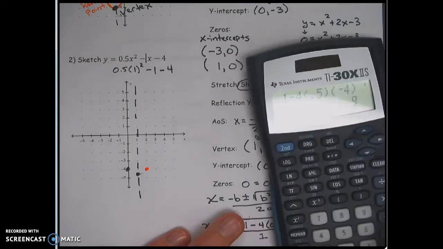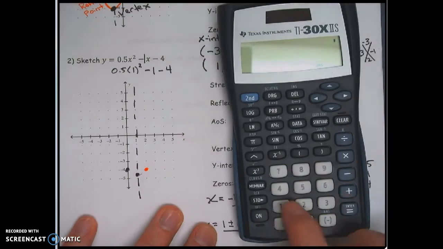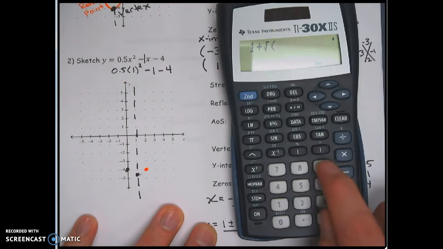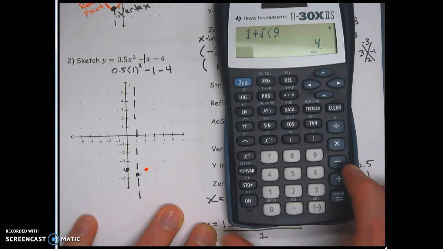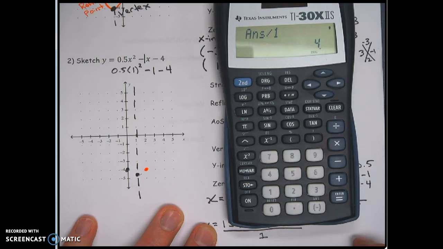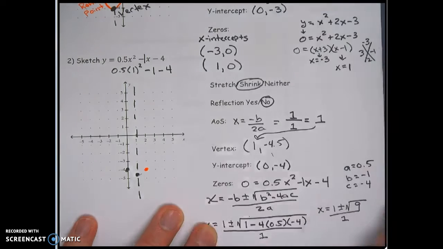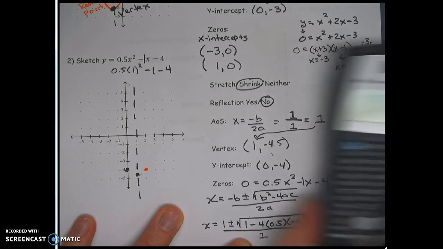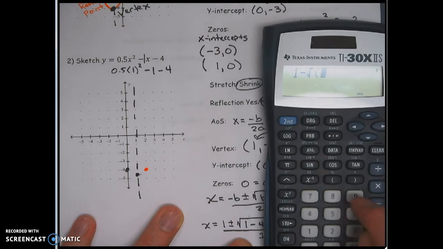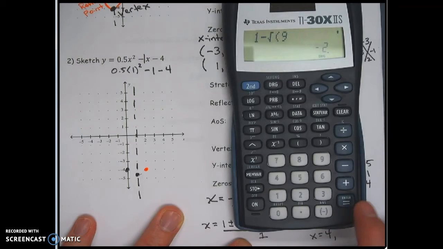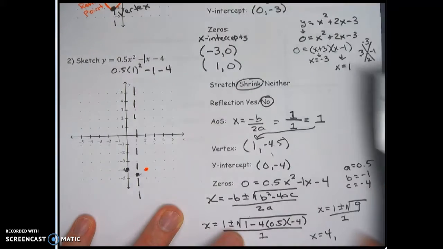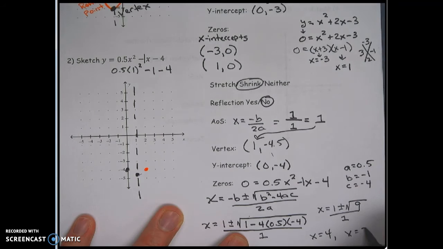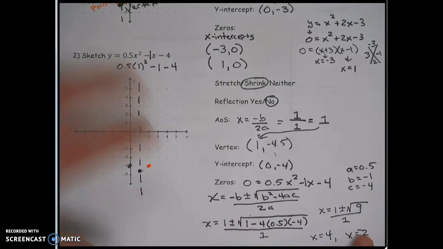And I can do that on my calculator if I want. Although the square root of 9 is easy, we can still do it on our calculator. 1 plus the square root of 9, hit enter, divided by 1. One of my answers is positive 4. So one of my x's is positive 4. To get the other one, I have to now do 1 minus the square root of 9. And don't forget to divide it by the 1 at the end. I would get negative 2. So my zeros are at when x is 4 and x is negative 2.